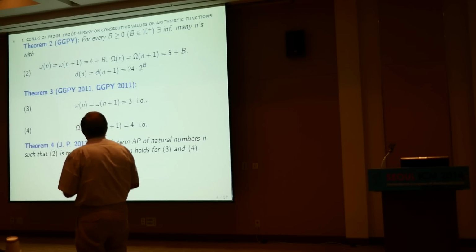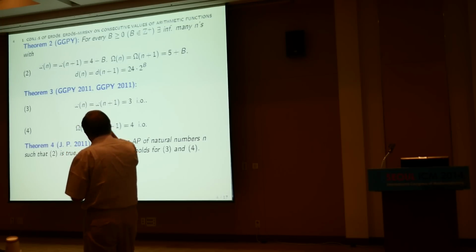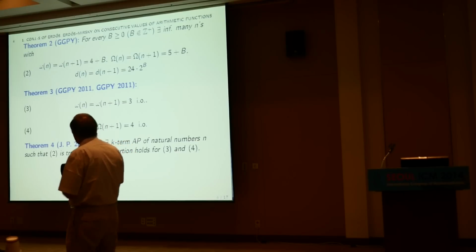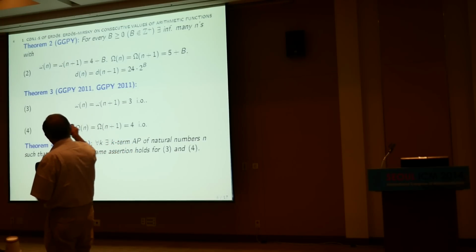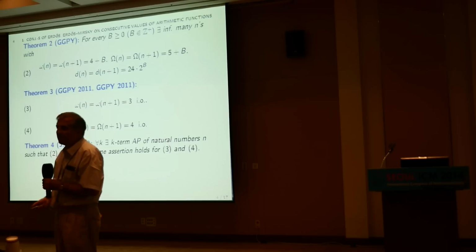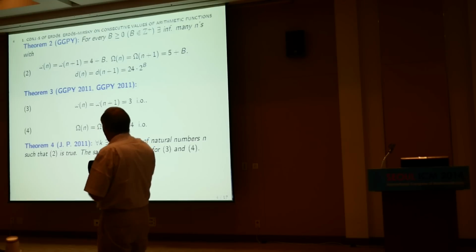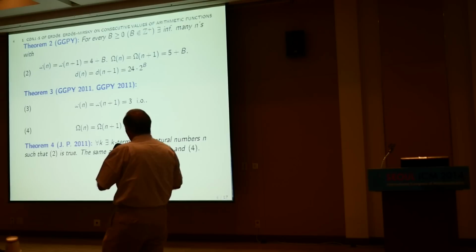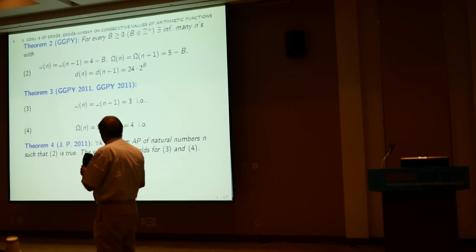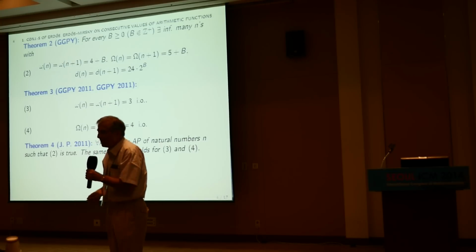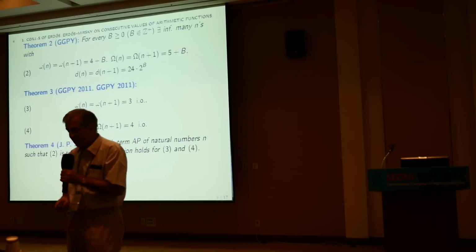Now, I list here a few results. For example, if B is any number at least 0, then we have simultaneously all these equations could be true for infinitely many values of n. So we can solve the conjecture of Erdős-Bielski and Erdős simultaneously for all 3 equations, so to say, for the same infinite set of numbers n.